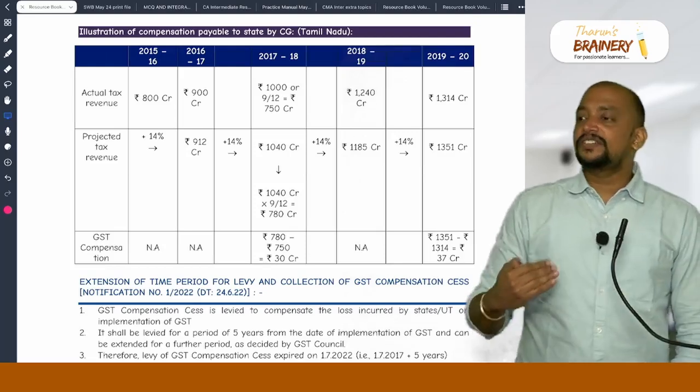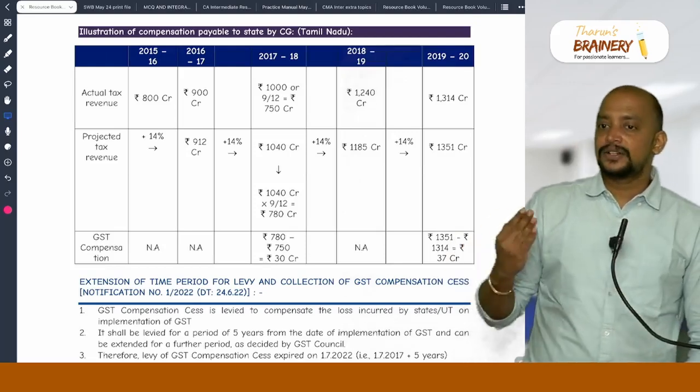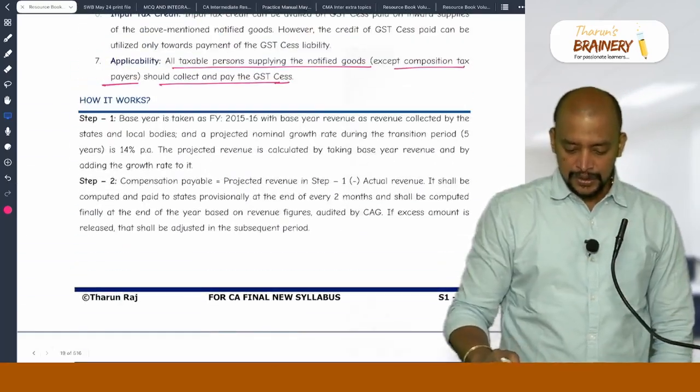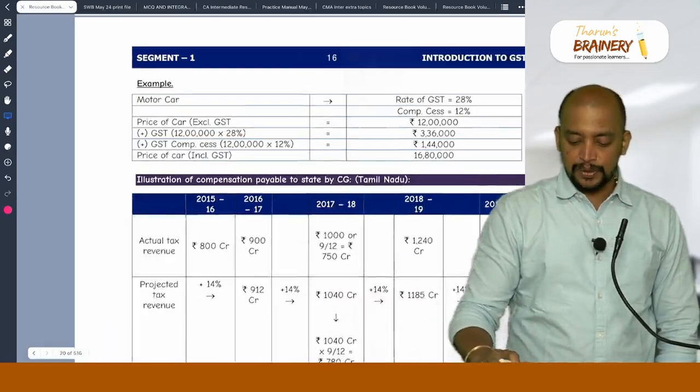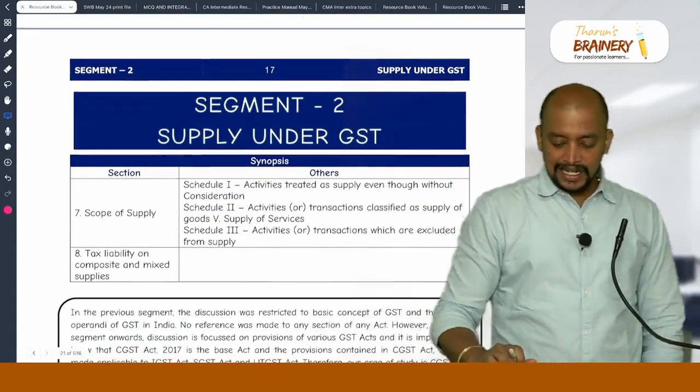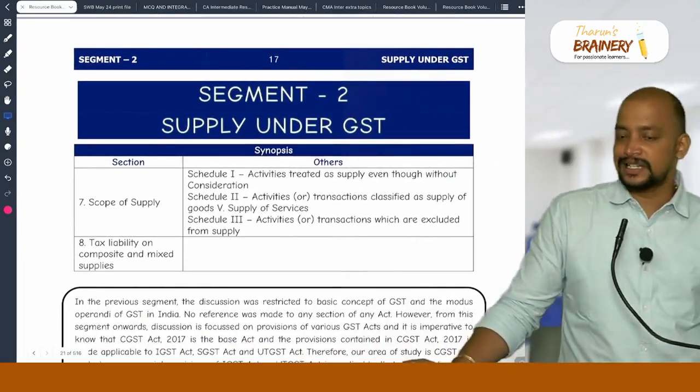2015-16. And what will be considered as the growth rate to the actual revenue? 14%. These are key points that we need to know. So that is only this step 1 and step 2. Okay. So with this we completed introduction to GST.